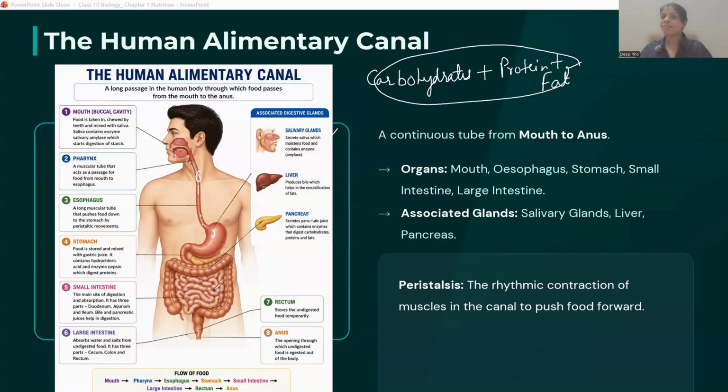So in the small intestine, the proteins are converted into amino acids, fats finally into fatty acids, and complex food is converted into glucose, which further provides me energy, and the excess is stored as fat in the body cells. Thank you. So this is all about how the food is going to provide us nutrition.